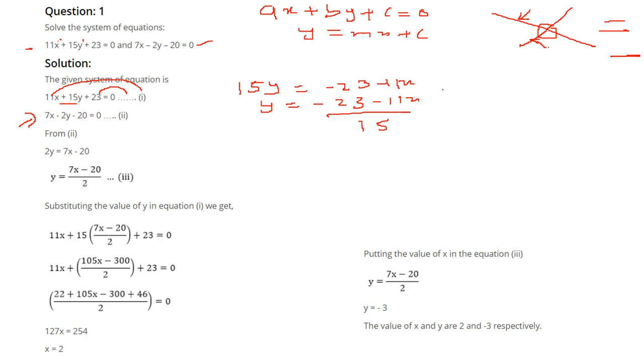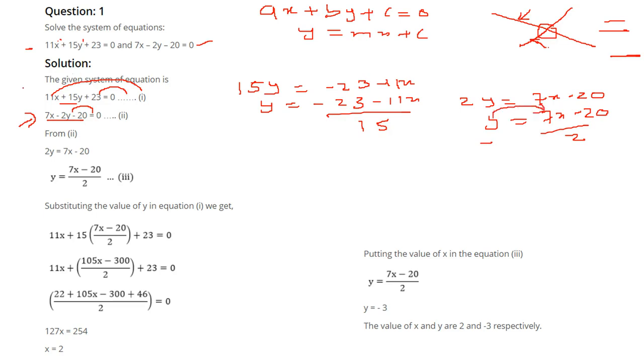What do we do instead? If this is 2y, I am taking this 2y on this side. So what is left on the other side? That is 7x minus 20. So y can be written as 7x minus 20 by 2.